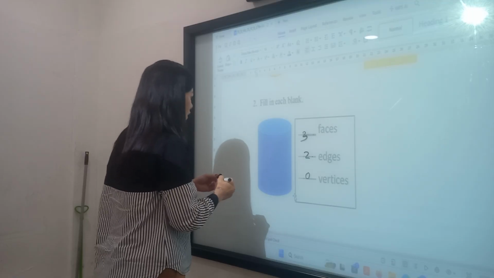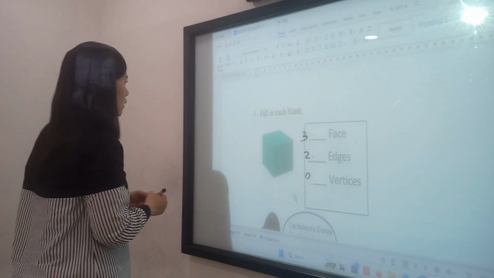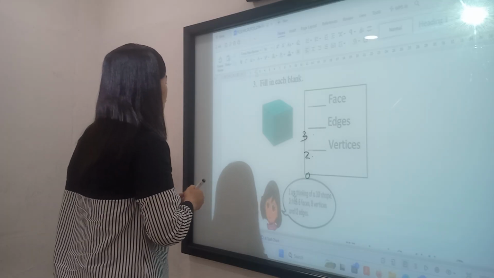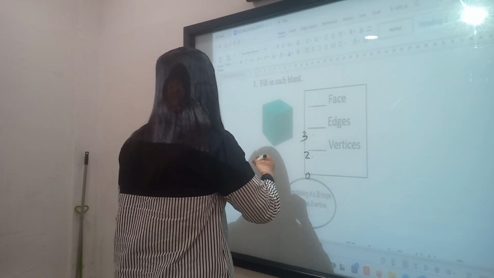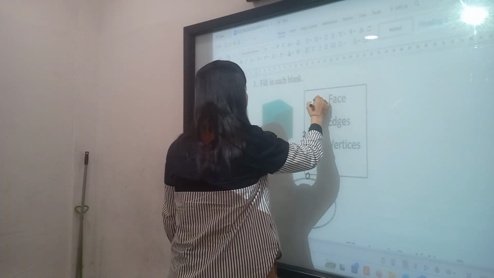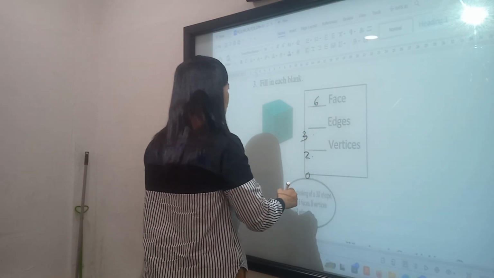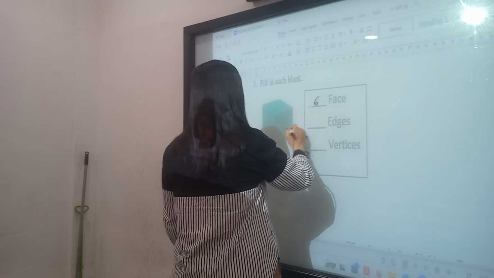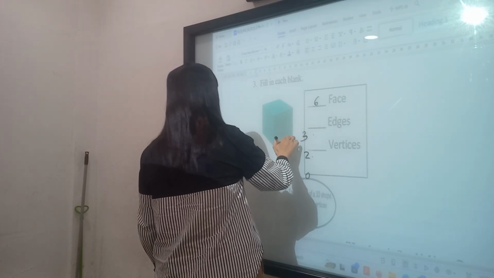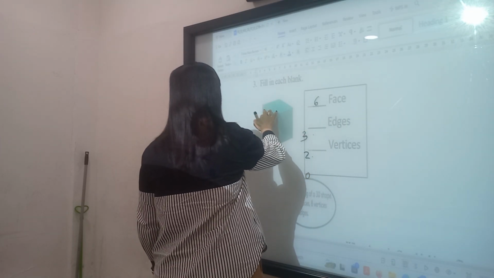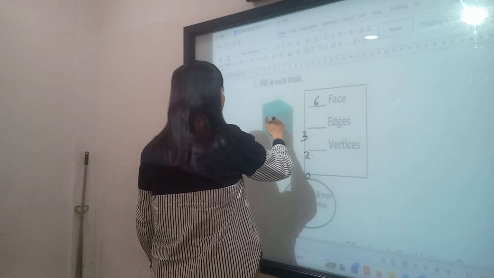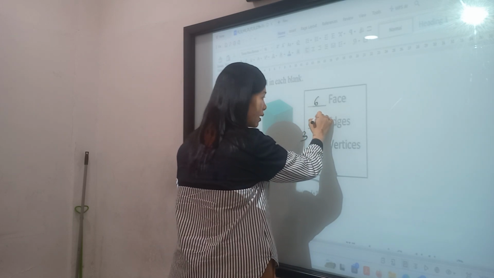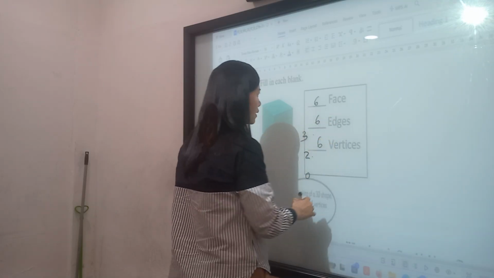Okay, so we go for the next one. A cube has six faces. This is 1, 2, 3, 4, 5, 8. 8 edges. It's not 8. Six also here. Six edges and six vertices.